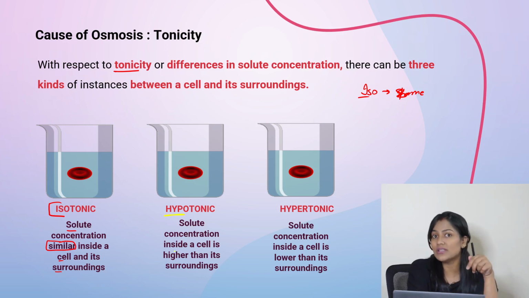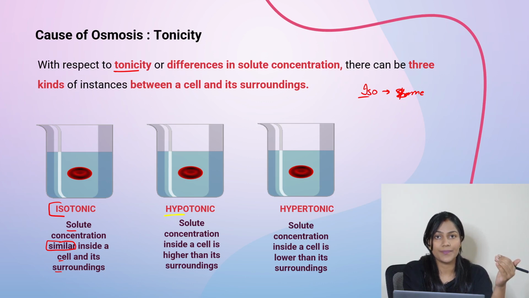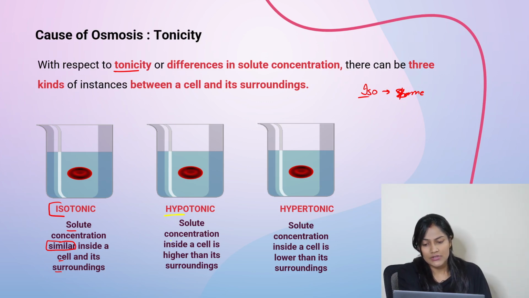Now, according to these terms, this is about the solution in which the cell is present. Cell is present in isotonic condition, which means that the outer surrounding solution is isotonic. Cell is present in hypotonic solution, which means that the surrounding is going to be hypo. So the solute concentration inside a cell is higher than its surrounding. So surrounding is hypotonic. Next one is hypertonic. Solute concentration inside the cell is lower than the surrounding.